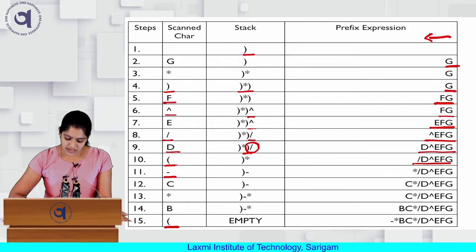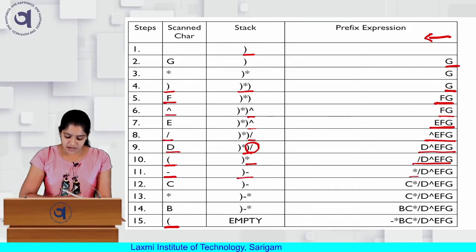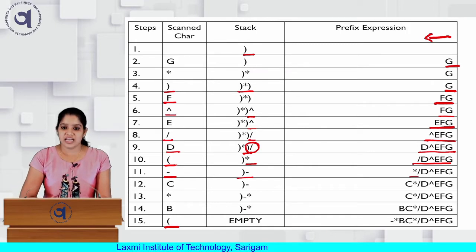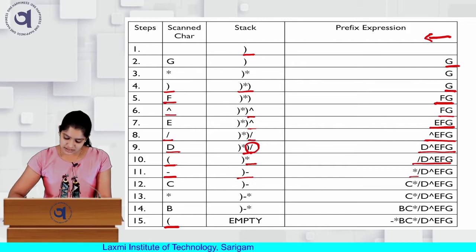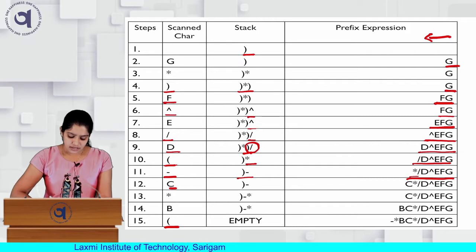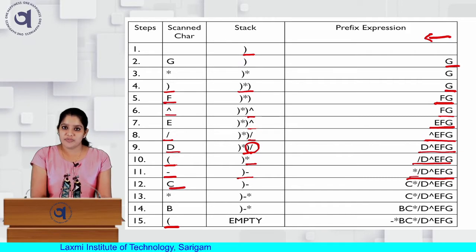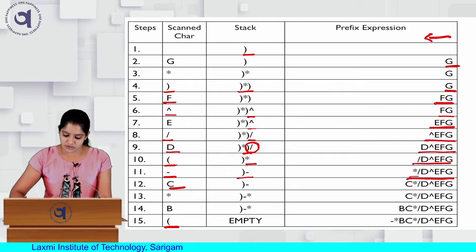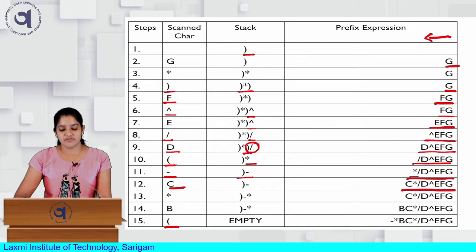Now, here as you can see my star has higher precedence. So, we are popping it out and pushing it over here, and minus is pushed over here. So, I have the bracket and minus in my stack, and I have this star slash D cap E F G. Now, next comes C, again an operand. So, simply push it to the prefix expression. So, here you have C star slash D cap E F G.